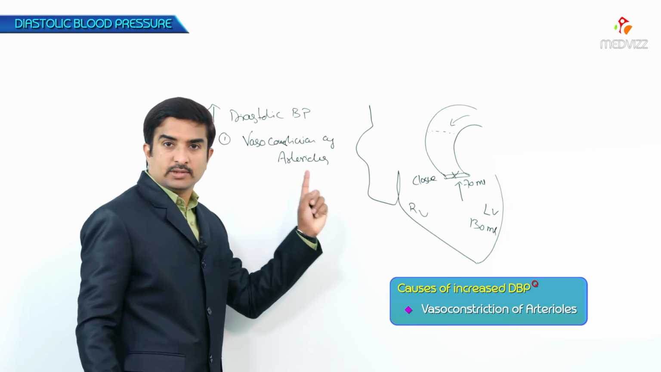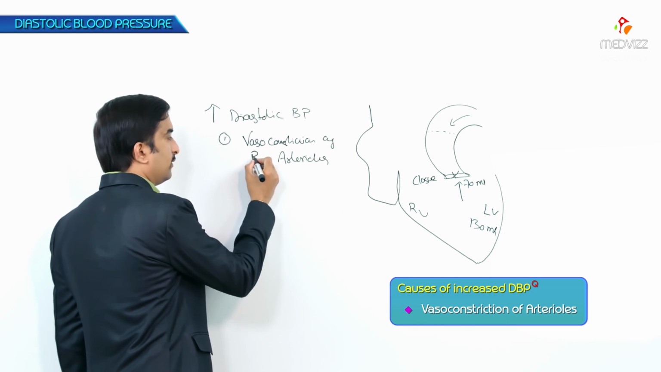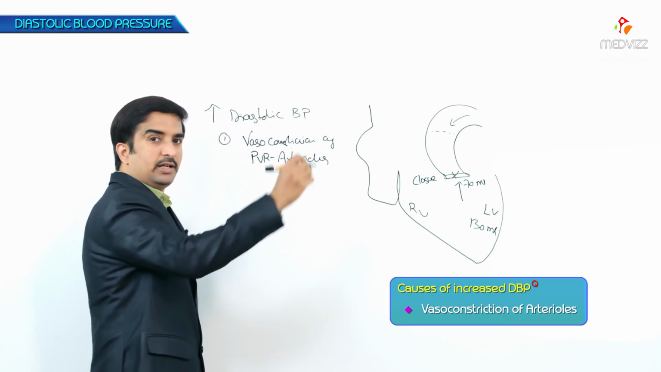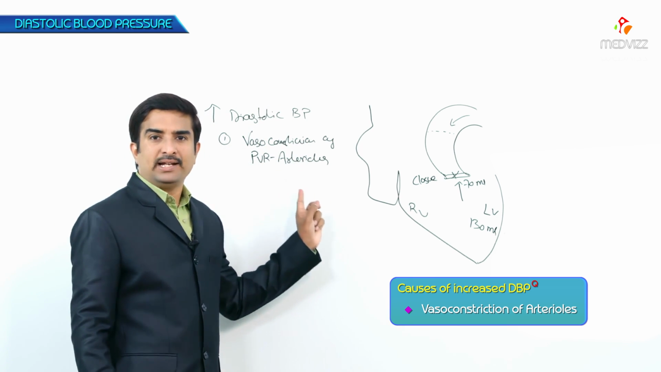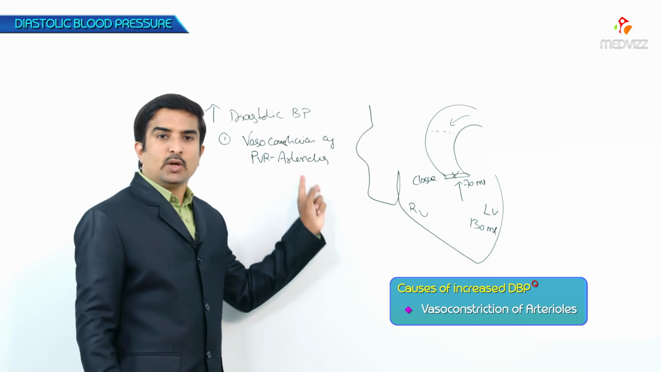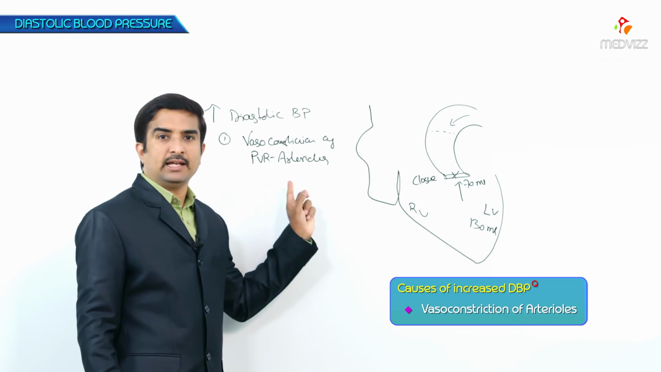Vasoconstriction of arterioles, that is, peripheral vascular resistance arterioles, right? So, a greater volume of blood is present in the artery while the heart is filling up in the diastole.